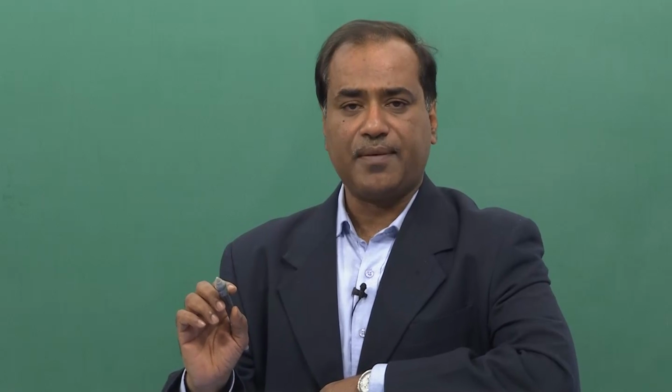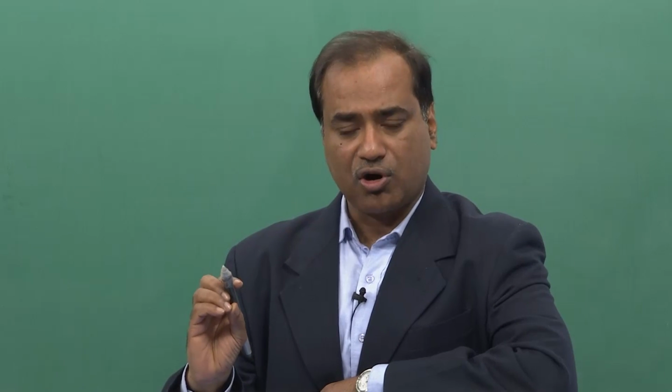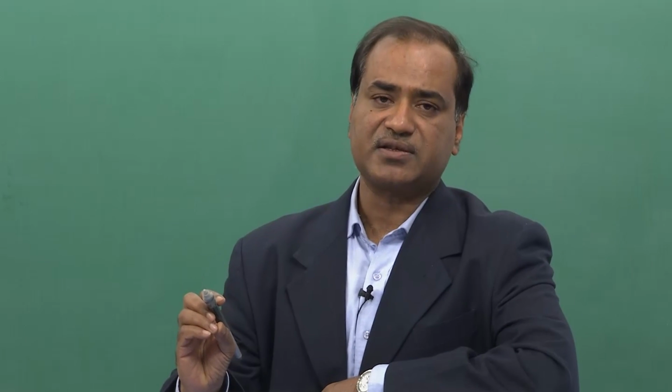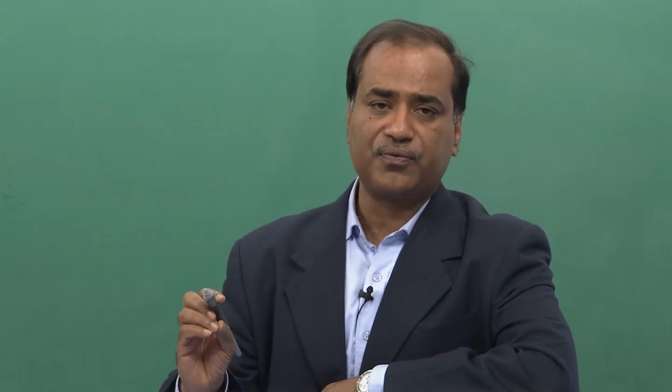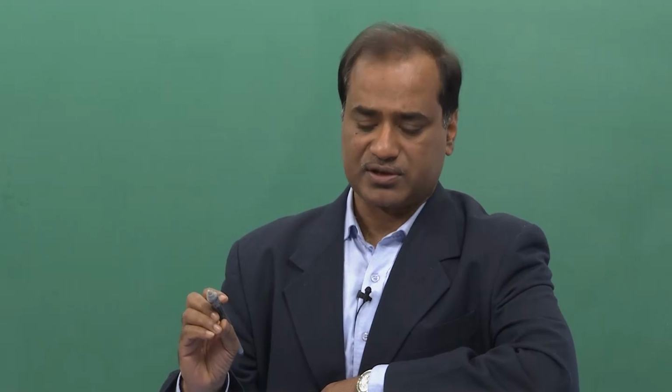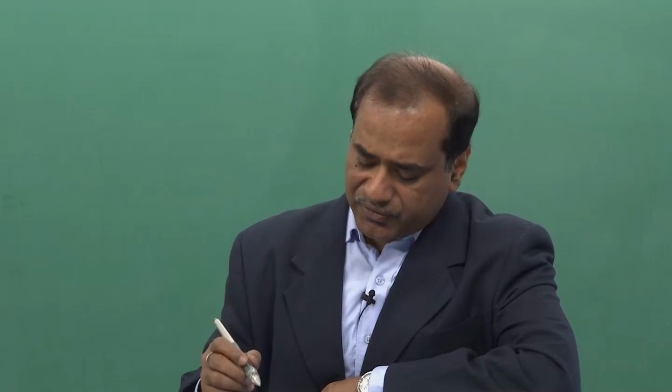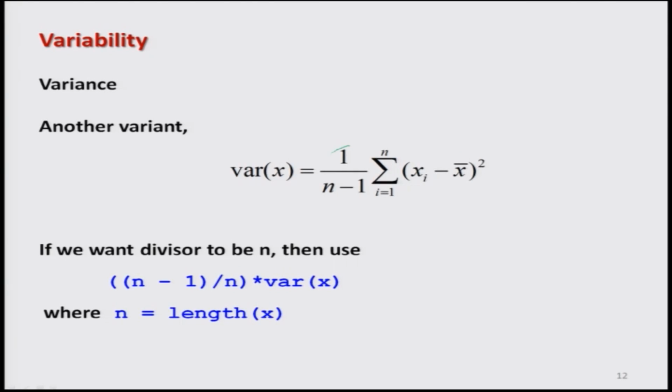One thing we have to be cautious about is that in statistics there is another variant of variance, in which the divisor is 1 upon n minus 1, whereas in the earlier case it was 1 upon n, summation i goes from 1 to n, xi minus x bar whole square. So in many situations we want to use this format.